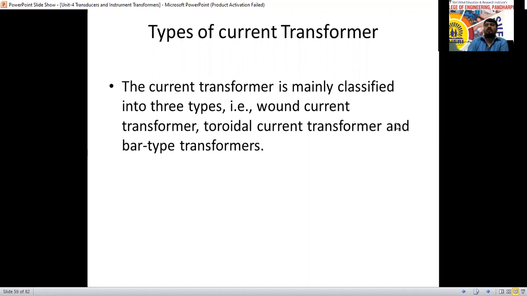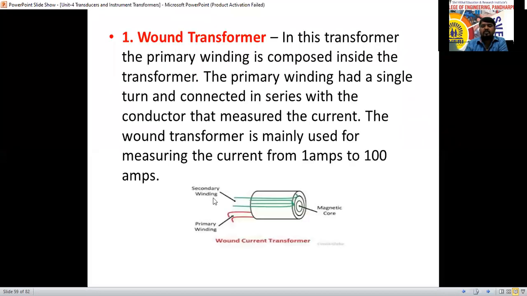So next we will go for different types of current transformers based on their construction and their connection. Here we have three types: wound type current transformer, toroidal type, and bar type. So the current transformers are mainly classified into three types. This is the wound type. Wound type means we provide one tank, and inside that we fix the primary winding and secondary winding. That is called a wound type current transformer.